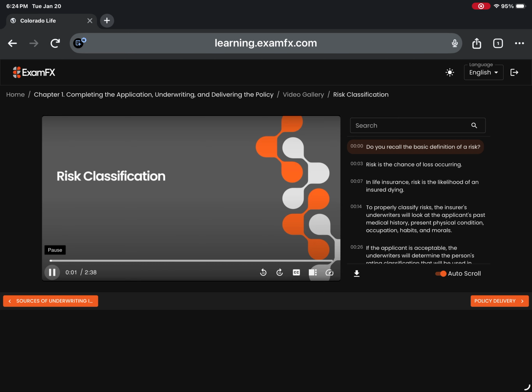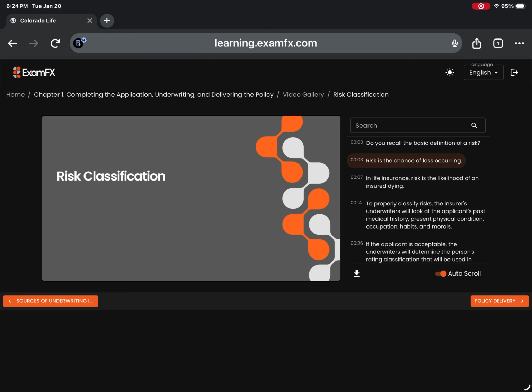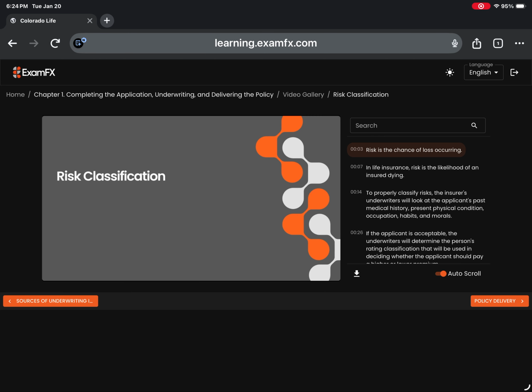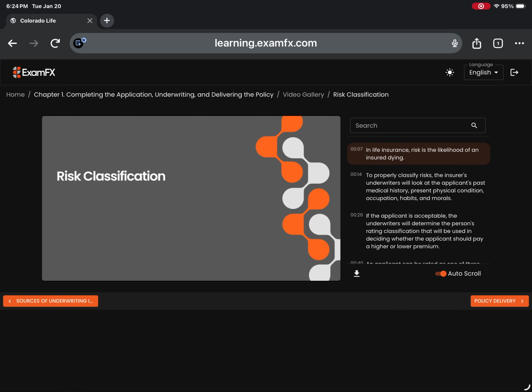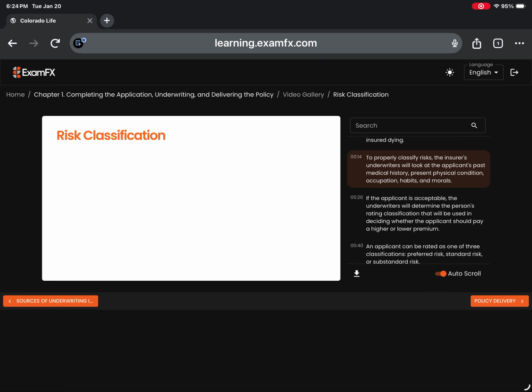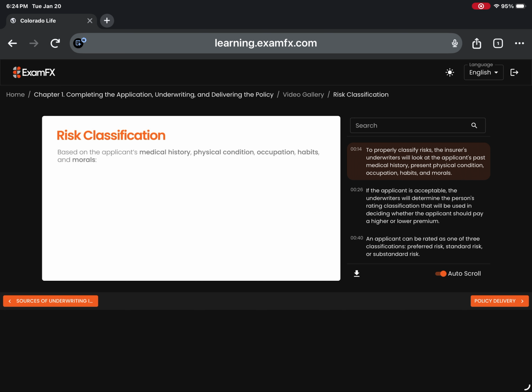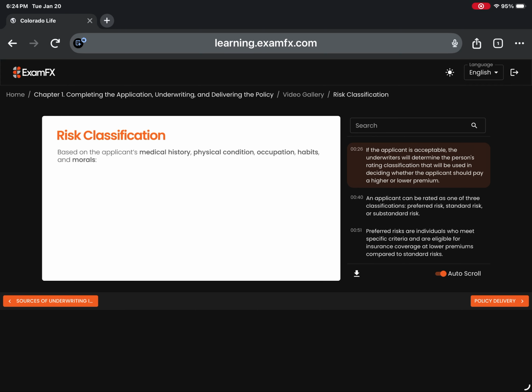Do you recall the basic definition of a risk? Risk is the chance of loss occurring. In life insurance, risk is the likelihood of an insured dying. To properly classify risks, the insurer's underwriters will look at the applicant's past medical history, present physical condition, occupation, habits, and morals. If the applicant is acceptable, the underwriters will determine the person's rating classification that will be used in deciding whether the applicant should pay a higher or lower premium.